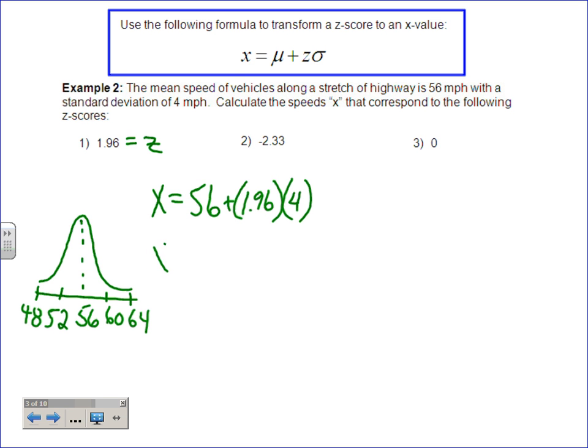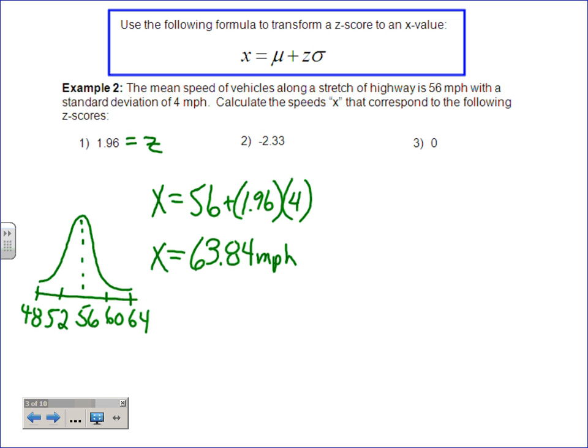And not surprisingly, we were very accurate with our approximation, right? What does it come out to? 63.84, I think I got. So obviously, if I would have started and told you, hey, 63.84, go find the z-score, well, you would have done that other formula, and you would have found out the z-score was 1.96. That's how many standard deviations it is away in this problem, right?